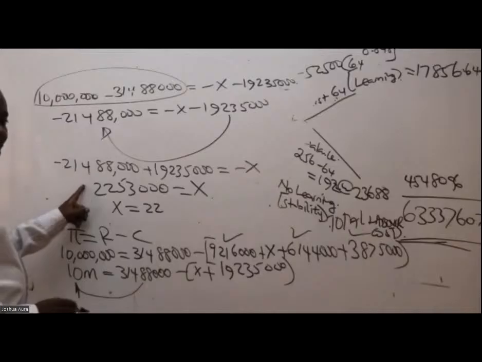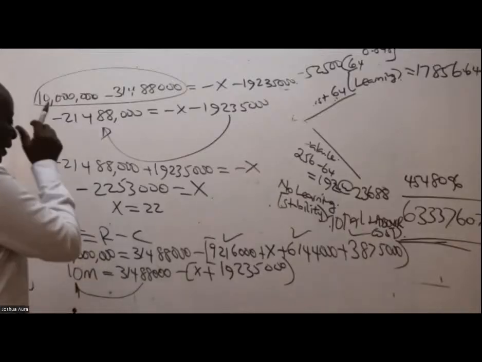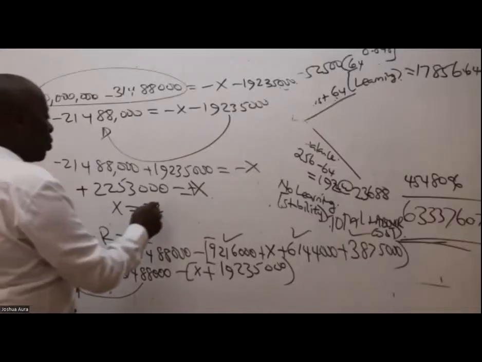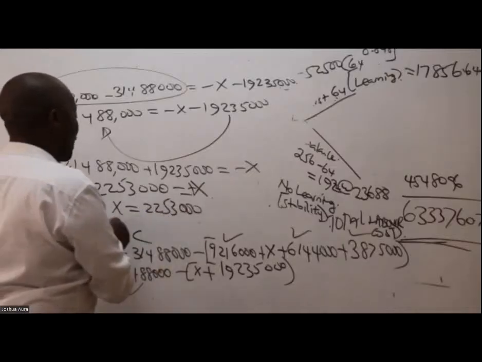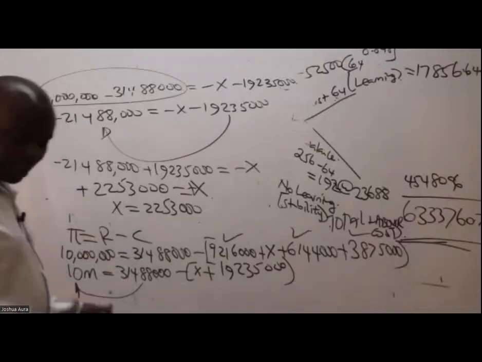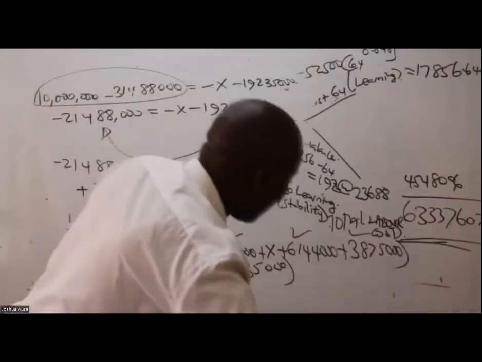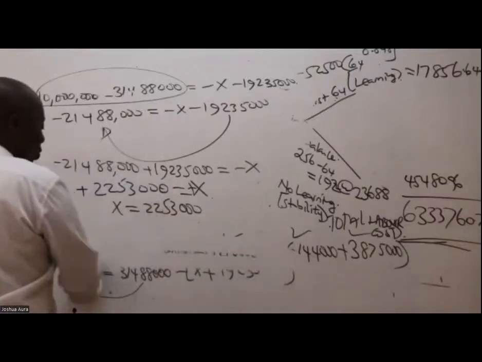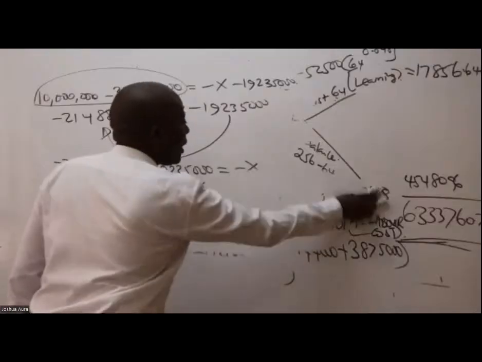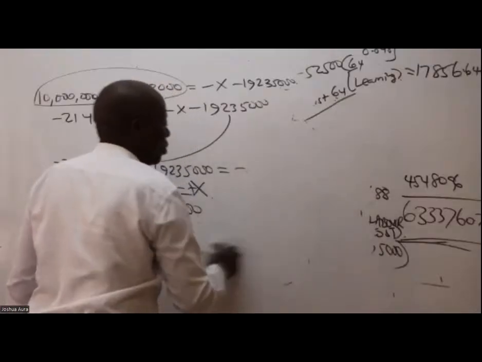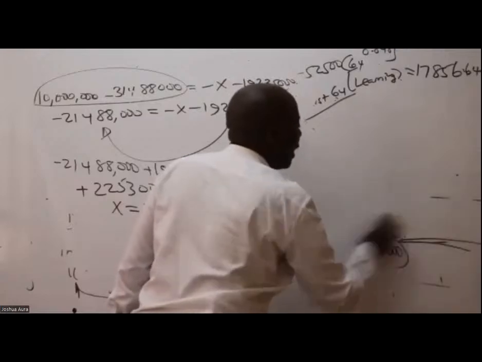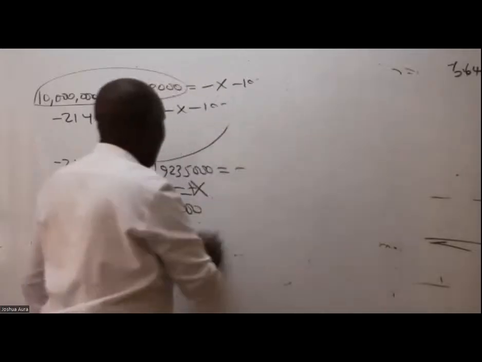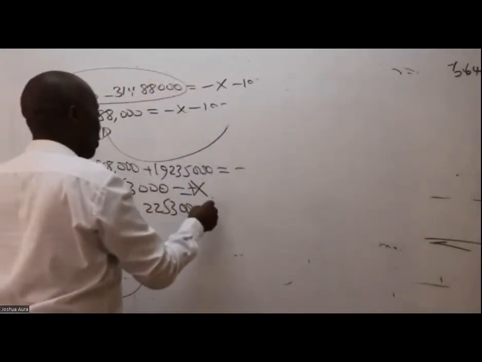It's going to come out minus, eh? So it's minus and this one here is minus, so that this minus and minus cancel out, giving me that X is 22,53,000 like that. And don't forget, ladies and gentlemen, that the X you have just obtained here is our total labor cost.